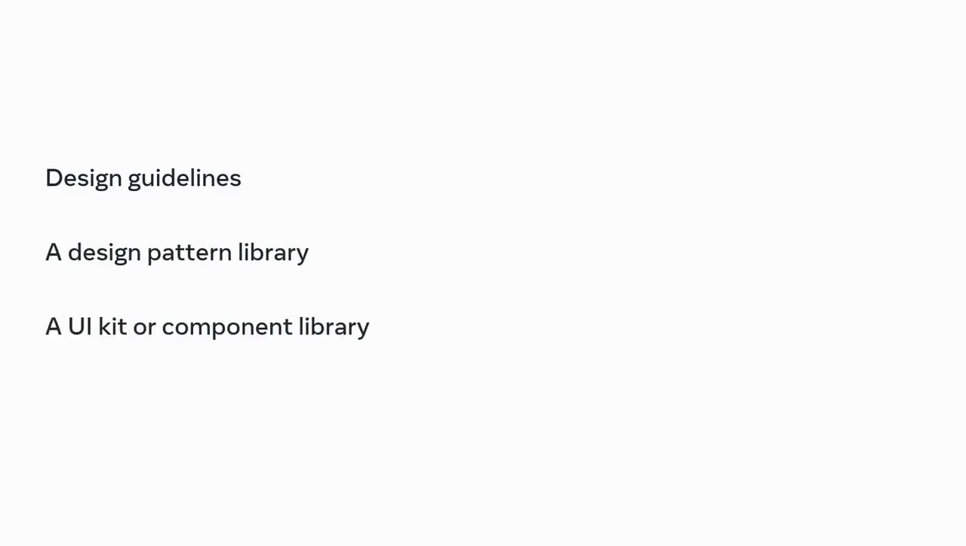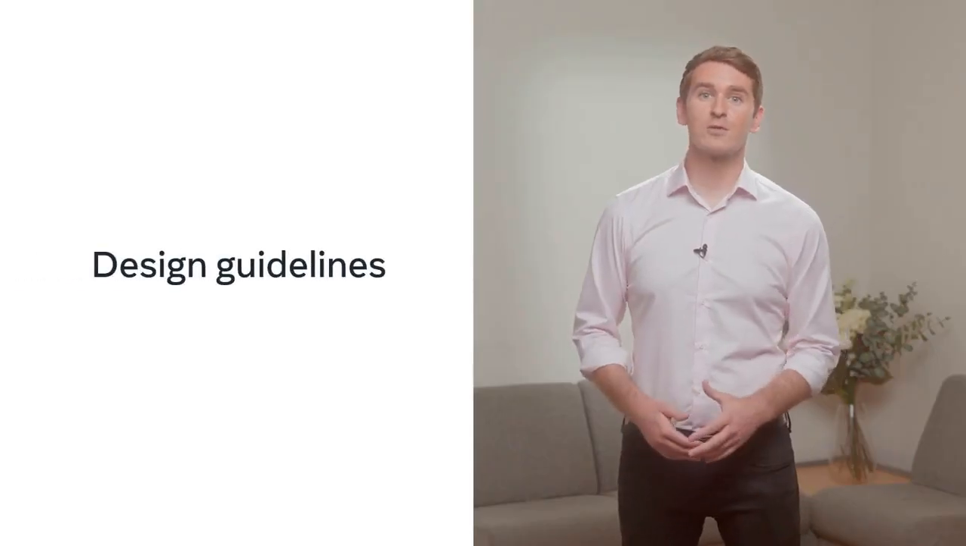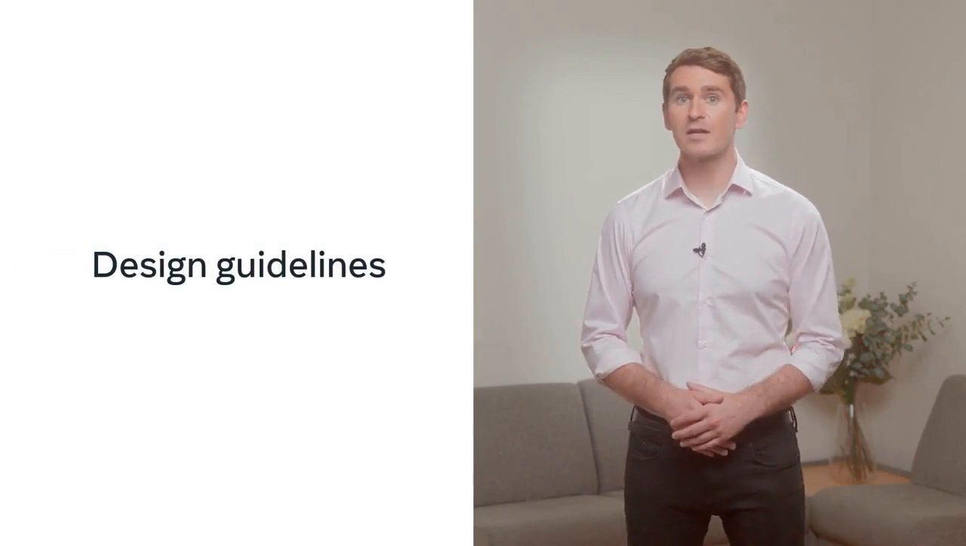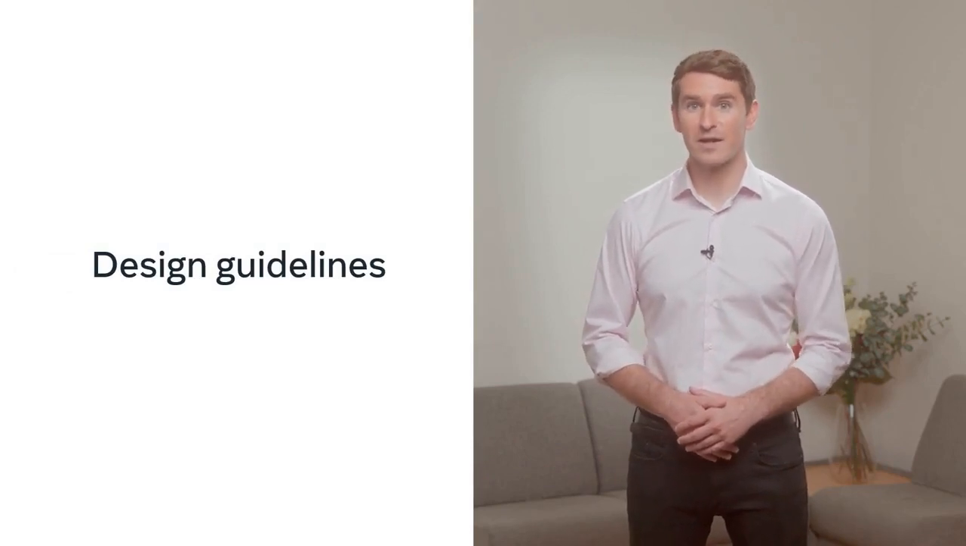There is no set list of items that must be included in a design system. However, the most successful design systems frequently have the following features: design guidelines, a design pattern library, a UI kit or component library, and finally, process design guidelines. Let's explore what these are in more detail. First and foremost are design guidelines. These will vary from business to business and most likely reflect the underlying values of the brand.